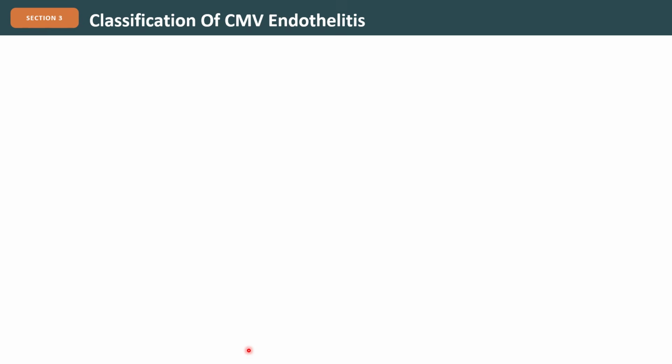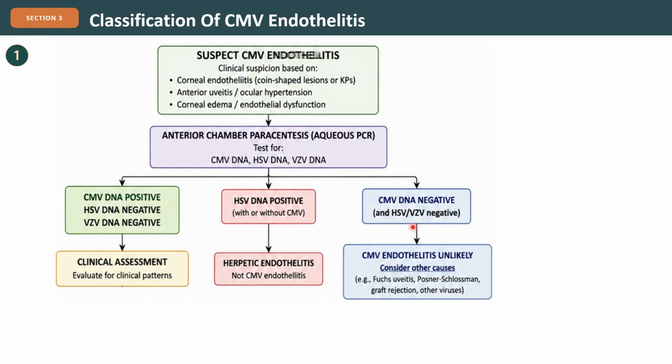In completion to our discussion about cytomegalovirus endotheliitis, we come to another important point, which is the classification of cytomegalovirus endotheliitis. The classification is made in two steps. The first step is to do the PCR, based on your high clinical index of suspicion, based on the presence of coin-shaped endothelial keratic precipitates, or ocular hypertension, and corneal edema, so you suspect that this might be a cytomegalovirus endotheliitis.